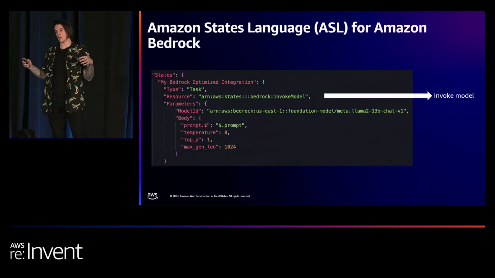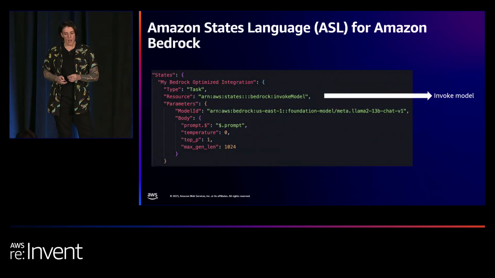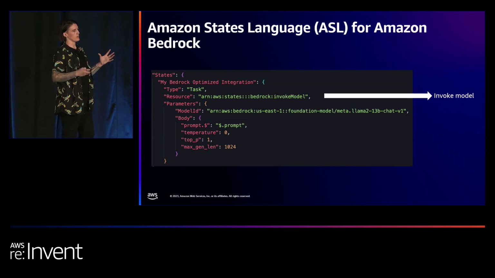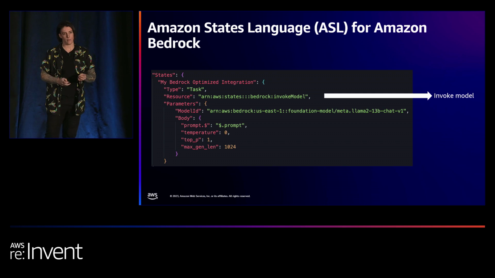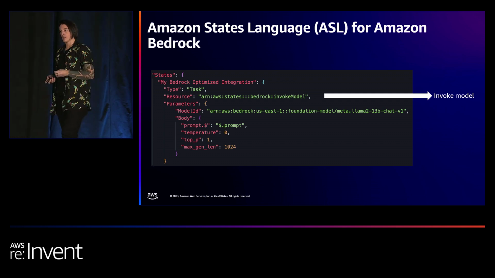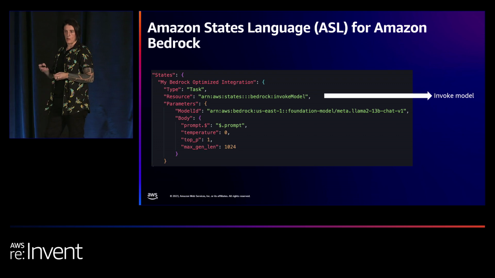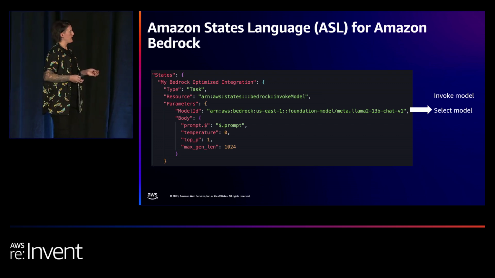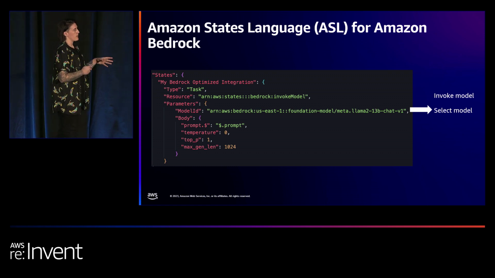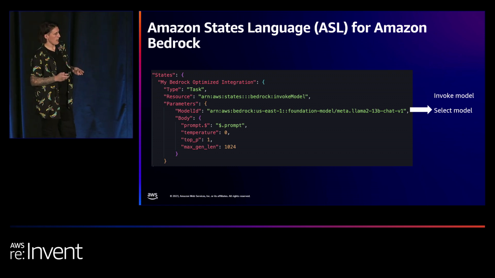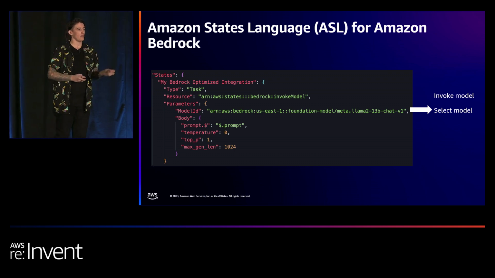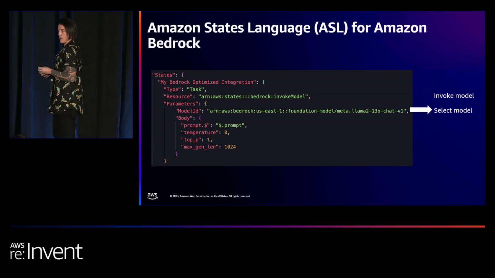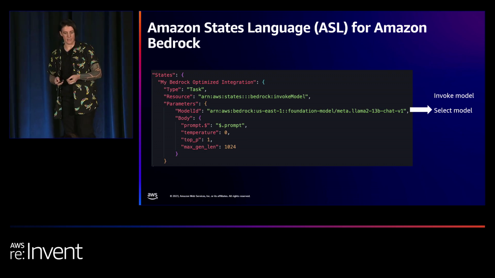And then when we look at this from an Amazon States Language perspective, we can see immediately that we have a type Task, and a task is really how you get work done in a workflow. There's a resource there that's referencing the Bedrock resource that we want to call with the InvokeModel API. We'll see the model ID there. In this example we're calling Meta Llama, but this might be a Titan model. It could be Stable Diffusion. Whatever foundation models are provided by Bedrock, you can simply specify in the model ID.